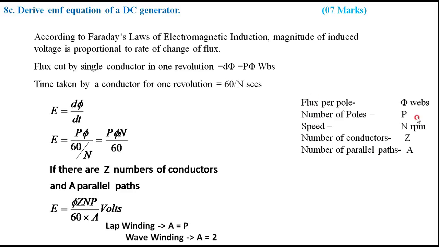You have to give the nomenclature clearly. Then you have to write on what principle you are deriving the EMF equation, that is Faraday's second law, which gives the magnitude of induced voltage, d phi by dt. Then you consider a single conductor for a single revolution. Then you find the flux cut in a single revolution, then the time taken for a single revolution. Then you find the induced voltage. This is how you have to derive the EMF equation.